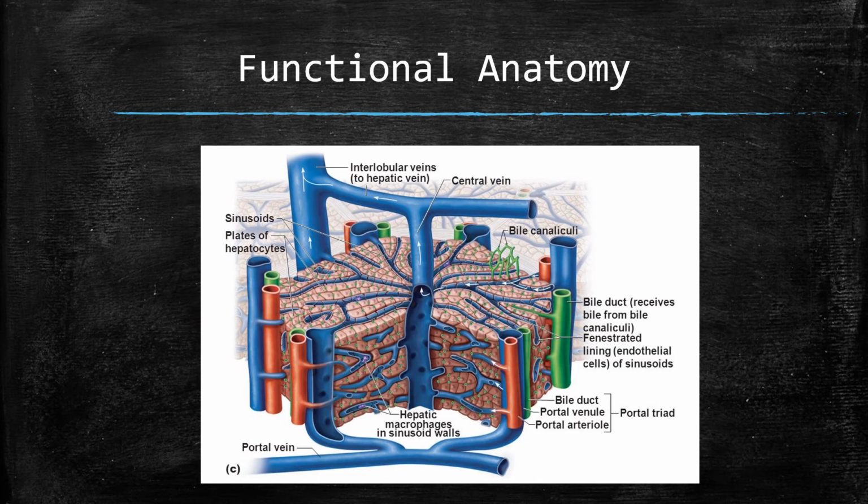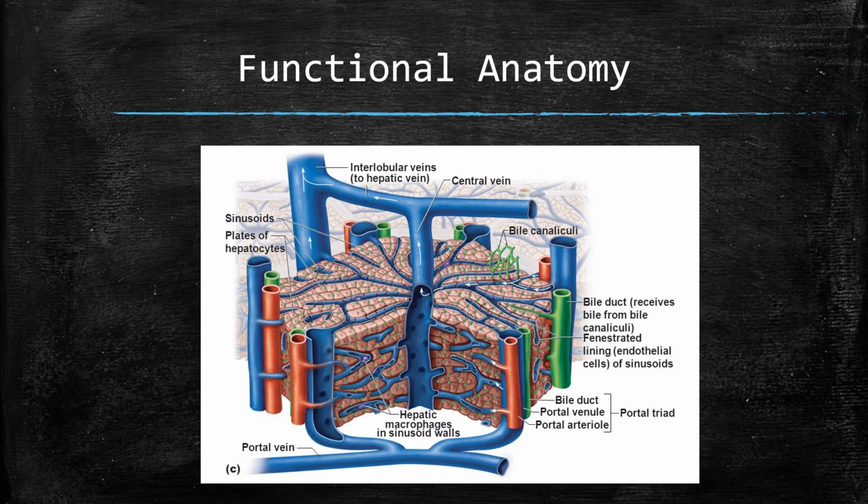At the microscopic level, the liver is arranged into lobules. Each lobule has the shape of a polygon, where you have portal triads at the periphery and a central vein in the center. The central vein ultimately drains into the hepatic veins.